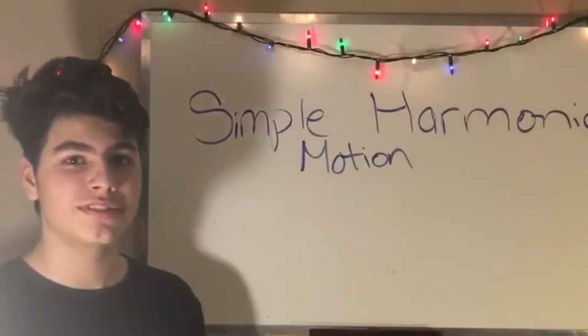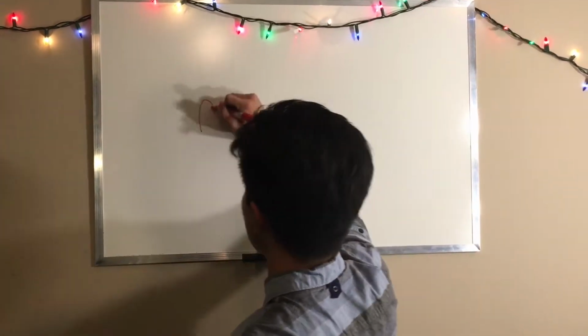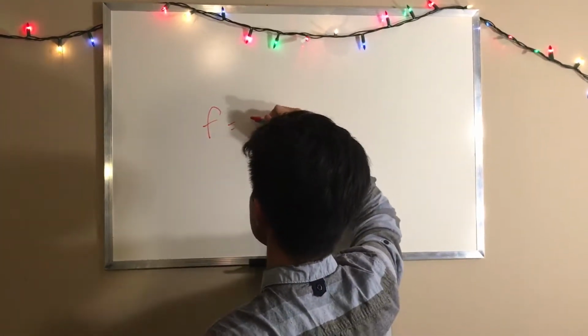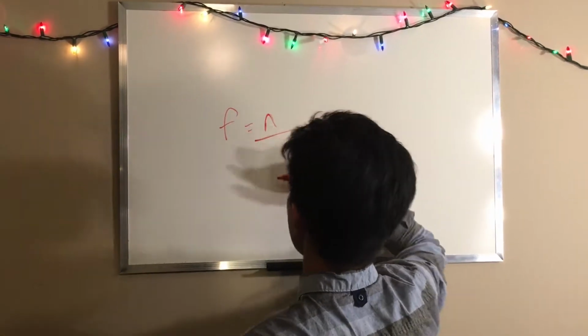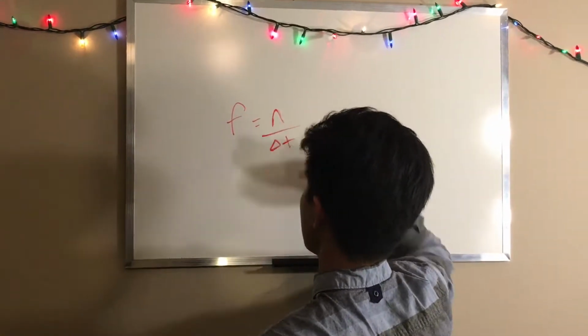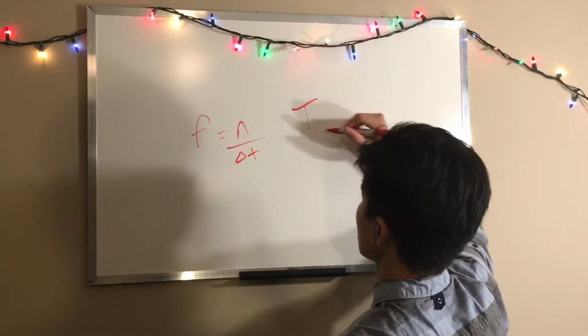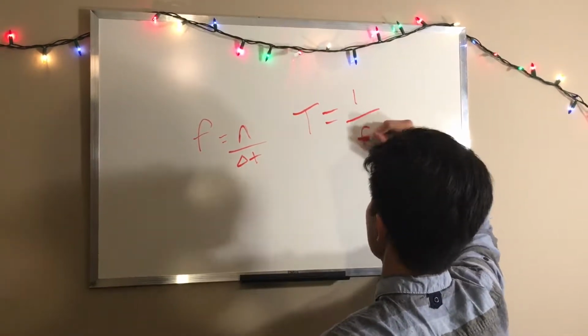Simple harmonic motion. The frequency is how many cycles a wave does in a certain amount of time. This is measured in hertz. Okay, and the period is how long it takes for a wave to do one complete cycle. Well, the wave speed's how fast the wave goes through a medium. So frequency is determined by taking the number of cycles and dividing it by the change in time. The period is somewhat different, and it's the inverse of the frequency.